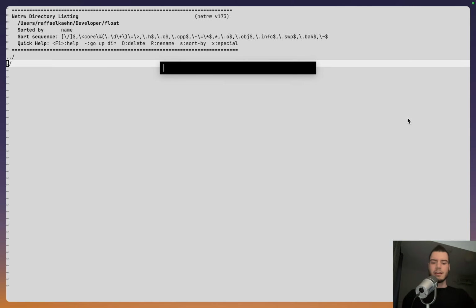Let's just create a C file. And in here, I want to include standard IO. And let's first just make sure that this even compiles. Looks good. And now I want to look at a couple of floating point values and their corresponding bit representation.